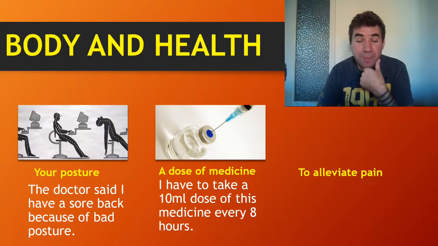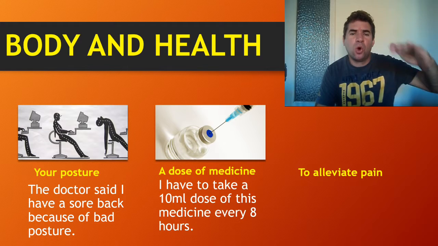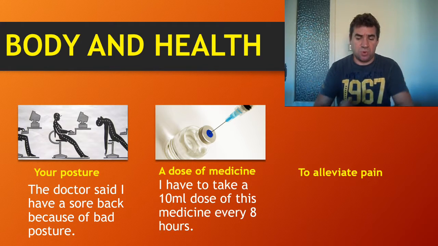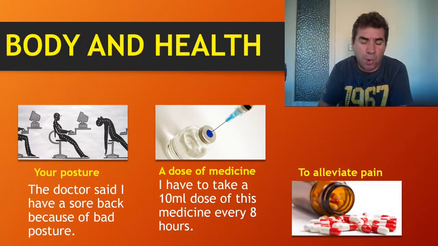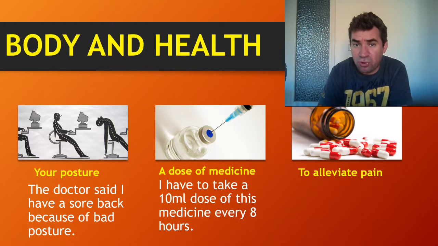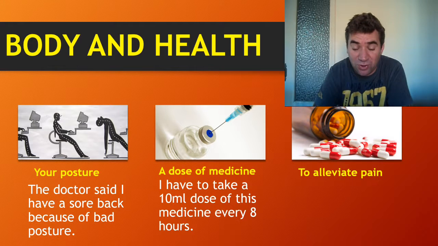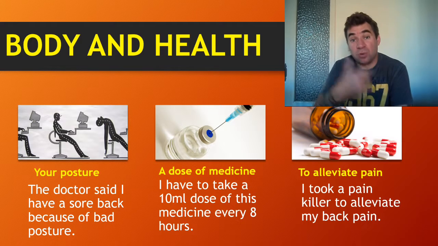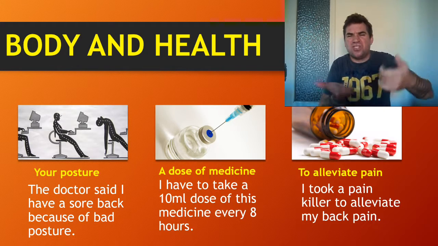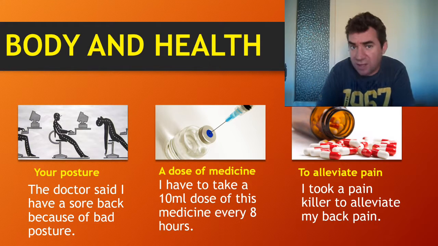To alleviate pain. So to alleviate pain means to make the pain go away or to lessen the pain. And as we all know, painkillers are probably the best way to do this. Depon, paracetamol, whatever you call it. Probably the most common form of medication we use. I took a painkiller to alleviate my pain. And also if you have back pain, they give you these gels, you know, these deep heat gels that you can rub on your back or something like this, which will help with the pain.